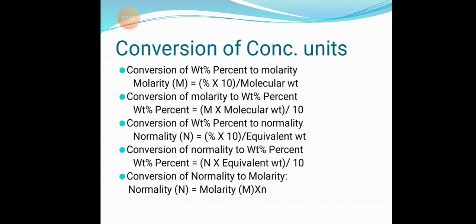Conversion of concentration units. Conversion of weight percent to molarity: molarity = percentage × 10 / molecular weight. Conversion of molarity to weight percent: weight percent = M × molecular weight / 10. Conversion of weight percent to normality: normality N = percent × 10 / equivalent weight. Conversion of normality to weight percent: weight percent = normality × equivalent weight / 10. Conversion of molarity to normality: normality N = molarity M × n.